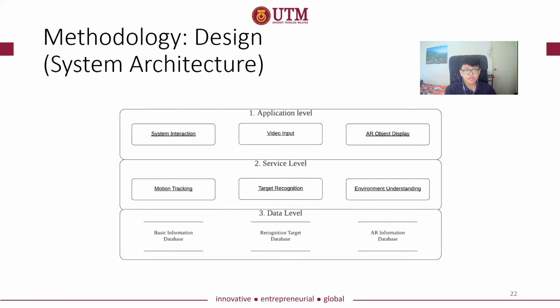So finally, we have the design methodology. Here we will explain the system architecture, where we have three main levels, which are the application level, that is what the user sees, the service level, which is the backend, and the data level, which is also the SDK part. In the application level, there are three main things, which are system interaction, video input, and AR object display. Second level: motion tracking and target recognition, and environment understanding. And finally, we have the basic information database, recognition data, target database, and AR information database. This process of the data level happens in the SDK itself.